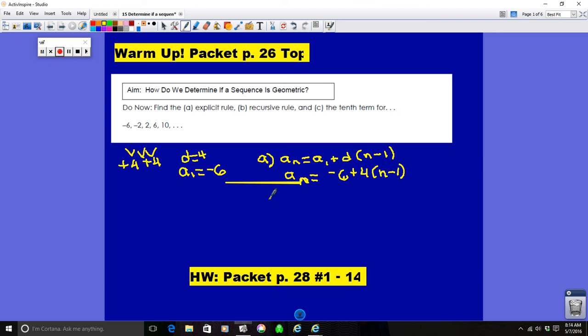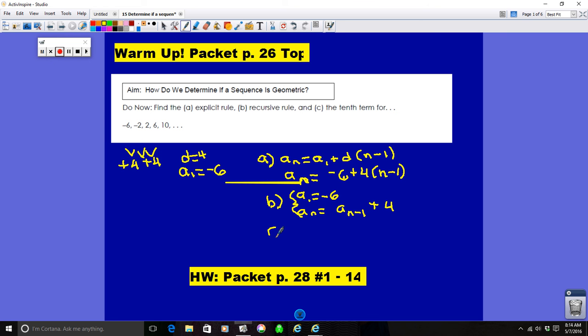Explicit rule for arithmetic. For the B, recursive rule, A of 1 is equal to -6. That always has two parts to it. And then A of n is equal to A of n minus 1, which means the term before, plus our constant difference. So that is the recursive rule. Remember, that always has two parts to it.